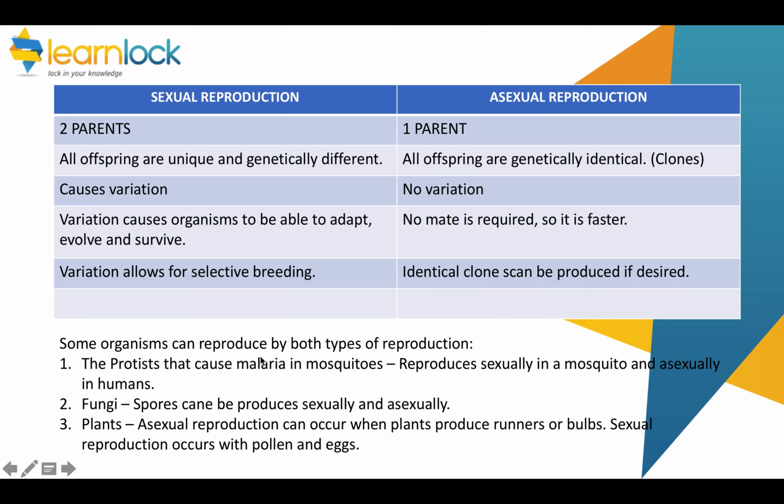Some organisms can reproduce by both types of reproduction. For example, the protist that causes malaria reproduces sexually in a mosquito but asexually in humans. Fungi can reproduce both ways, as can plants. Plants produce pollen and eggs, so can reproduce sexually, but also if you take a cutting of a plant, or the runners that they produce, or a bulb, that's asexual reproduction. So that's a genetic copy of the plant.